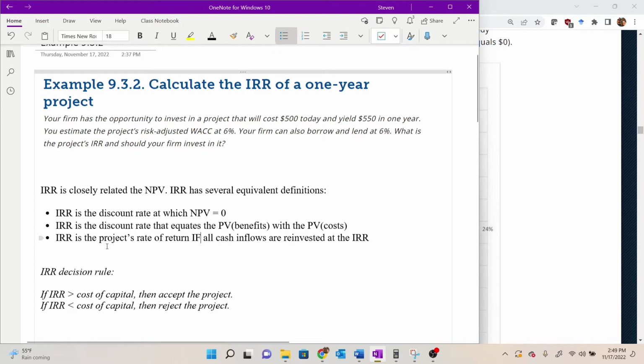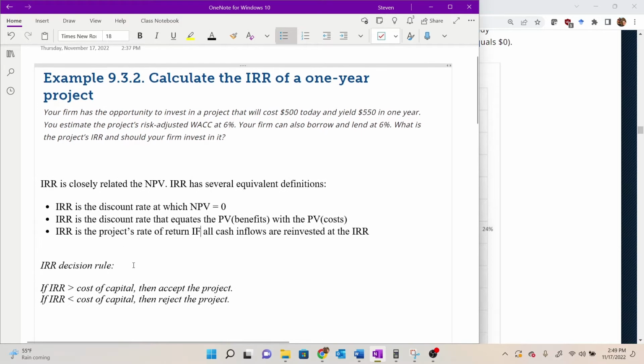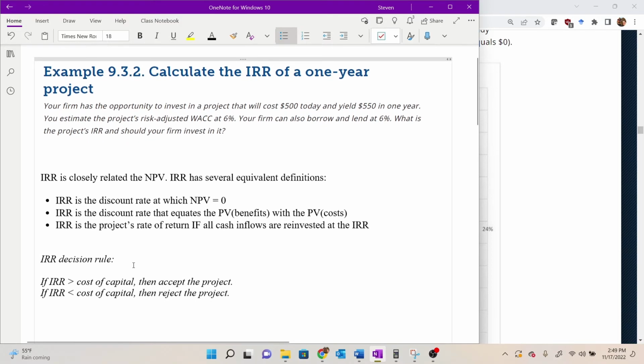We'll see when we set this up why that's true, although with one cash flow here, it may not be quite as obvious as it would be with multiple cash flows. Then, once we know how to set up and calculate the IRR, the IRR decision rule is: if the internal rate of return is greater than the cost of capital, then we accept the project. If the internal rate of return is less than the cost of capital, then we reject the project. This relies on that third definition, where IRR is the project's rate of return.